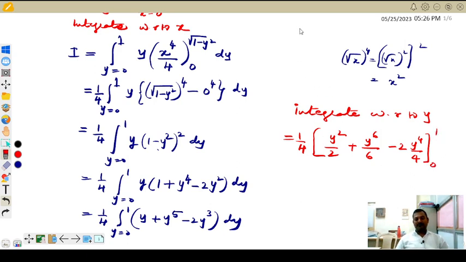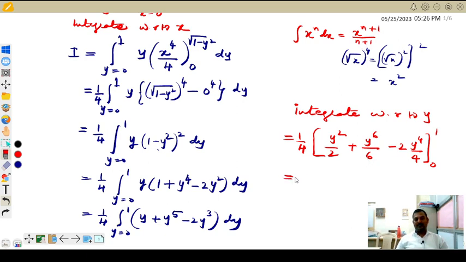Here we are using the formula: integration of x raised to n dx, student, is x raised to n plus 1 divided by n plus 1. For example, integration of y raised to 5 is y raised to 5 plus 1 divided by 5 plus 1. Like that.